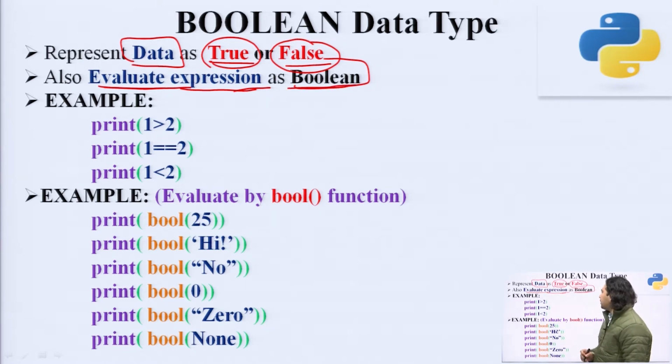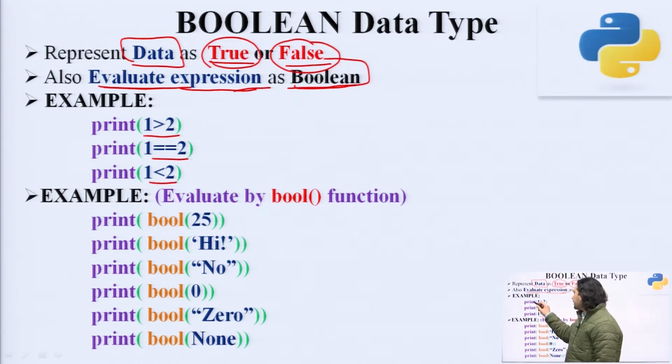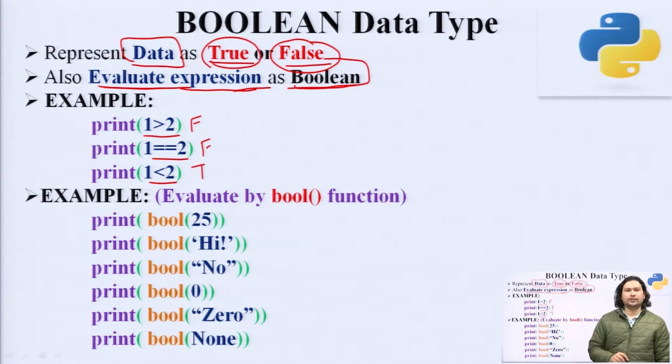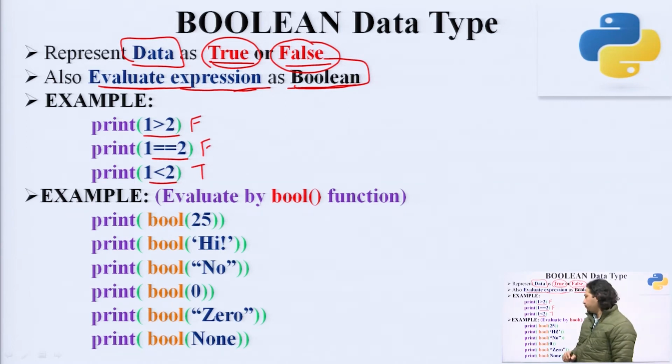It comes under the heading of Boolean data type. Now look at this example: 1 is greater than 2, 1 is equal to 2, and 1 is less than 2. In the first condition, is 1 greater than 2? No. Similarly, is 1 equal to 2? No. But the third condition is true, because yes, 1 is less than 2.